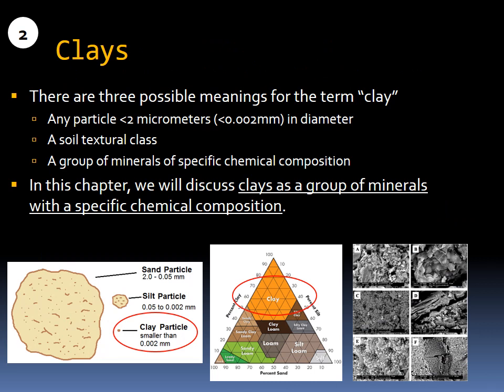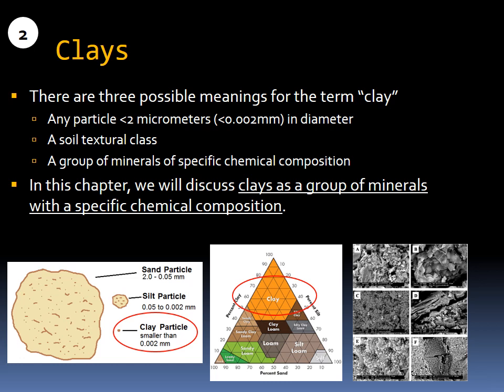Now I want you to keep in mind that when we mention the term clay, it basically means different things. We have already seen that clay is the particle size of less than 0.002 millimeter in diameter. And we have seen that clay is a textural class, as you see in the triangle. But from today onward, we're gonna look at clay minerals as a group of minerals with different chemical compositions, and we're gonna discover the differences there.